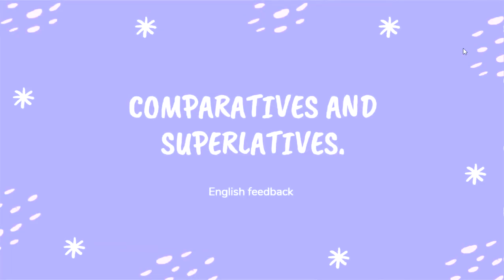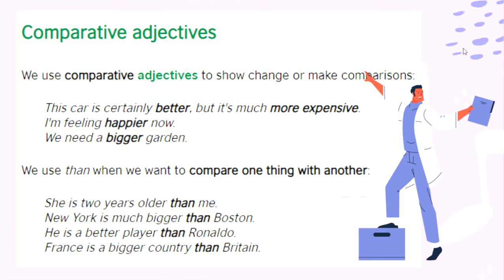Okay, now we are going to talk about comparative and superlative. Remember, comparative is when you compare two things. The most important thing that you have to know in this case is that when you use comparative, the adjective finishes with er. For example, better, happier, bigger.